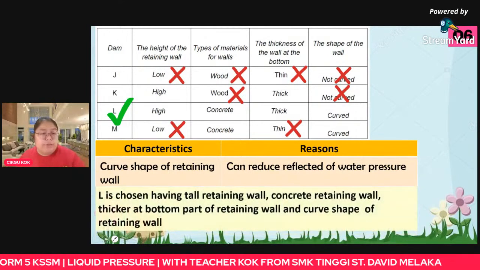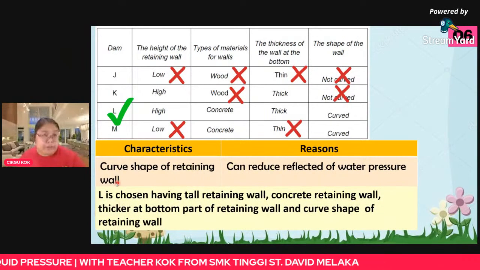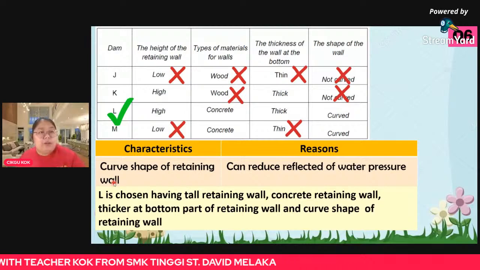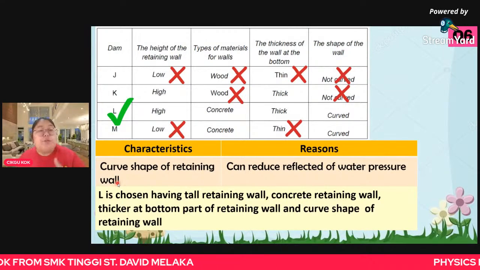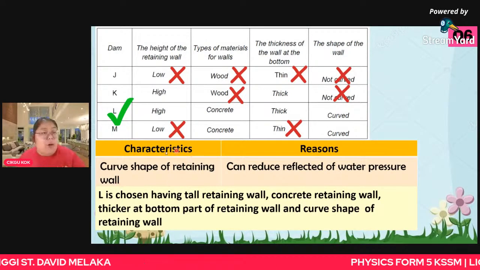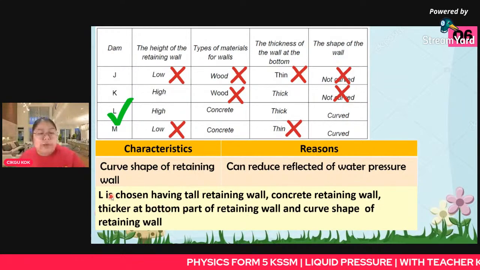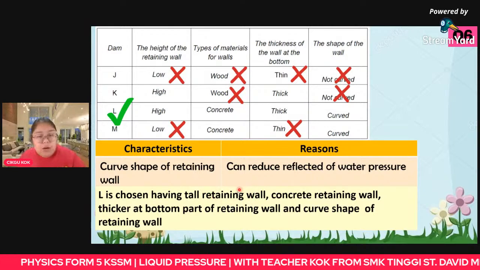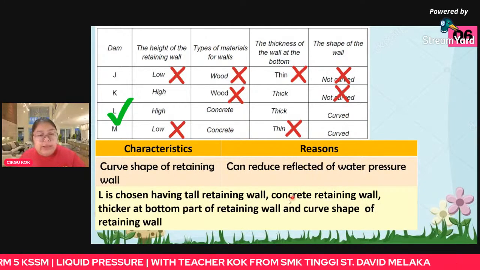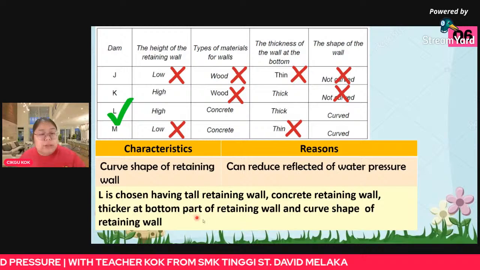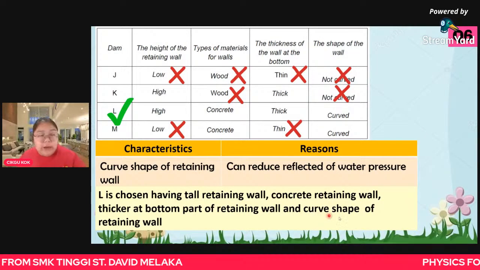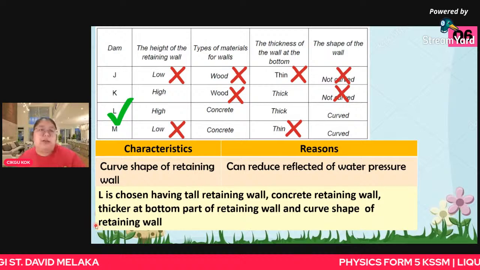So that means you need to mention L is chosen. When you just say L is chosen, 1 mark. Then please repeat all the characteristics you chose just now. Okay, so from here L is chosen, because they have the tall retaining wall, concrete retaining wall, thicker bottom part of the retaining wall, and the last one, the curved shape of the retaining wall.